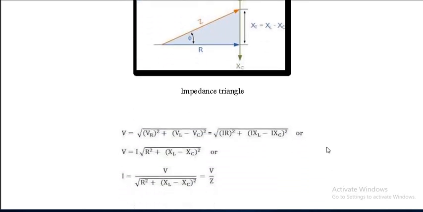You can see over here the total voltage will now be given by the square root of VR square plus VL minus VC whole square. This is from the voltage triangle, right? Now if I substitute VR as IR, VL as IXL and VC as IXC, I can take I outside, so V is equal to I times under root of R square plus XL minus XC whole square. That gives I equal to V upon under root of R square plus XL minus XC whole square, and that is equal to V by Z. So Z is equal to under root of R square plus XL minus XC whole square.